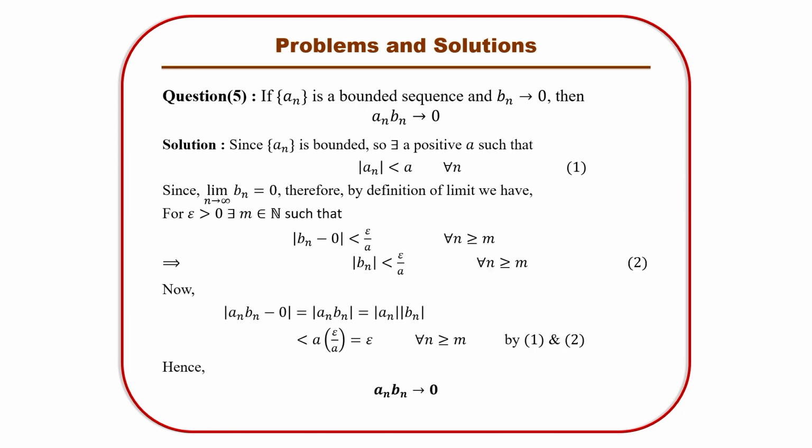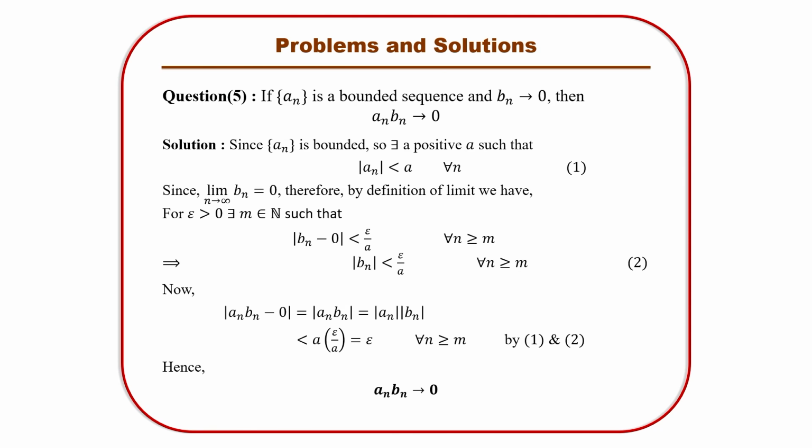Now look at question number 5. If an is a bounded sequence and bn tends to 0. Now look at the things. The first sequence is given as a bounded sequence, while the second sequence is a converging sequence, converging to 0. Then the product of the sequences an and bn must converge to 0. That is the question. How to prove that? We are going to use the definition of boundedness of a sequence and the limit of a sequence.